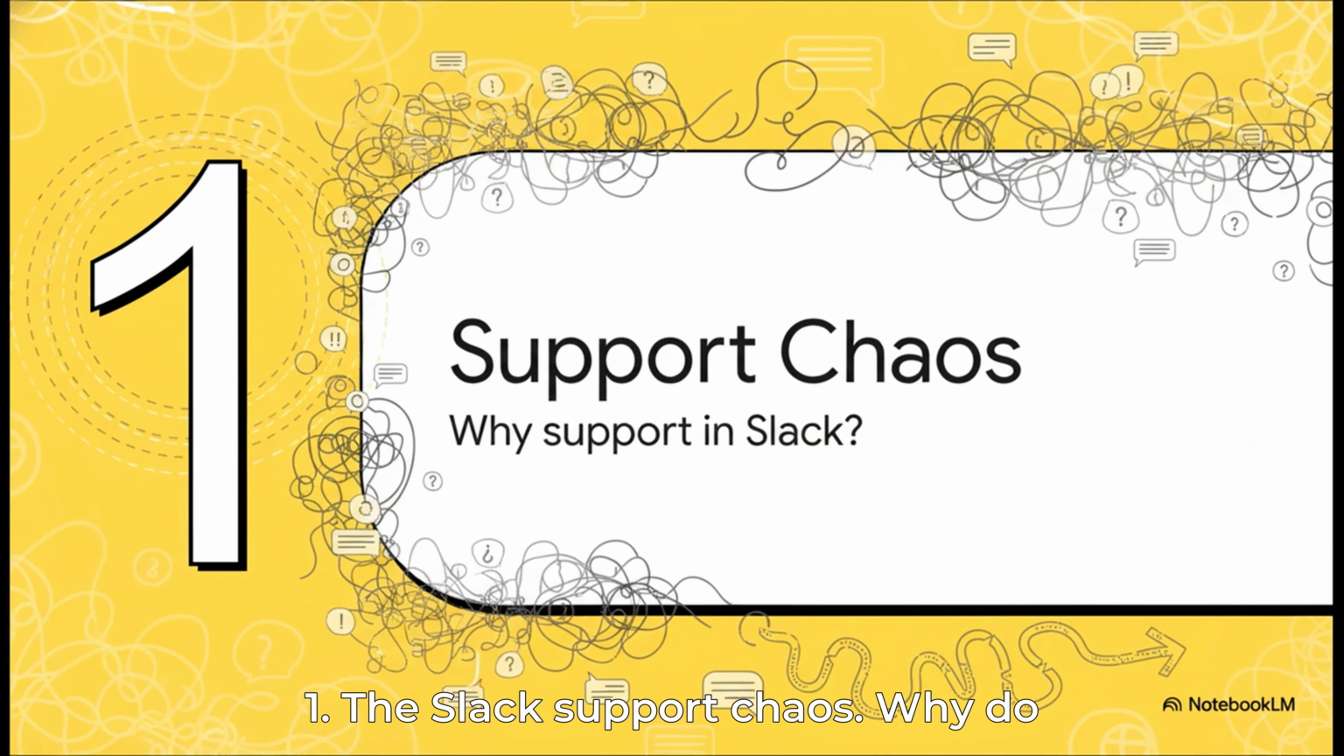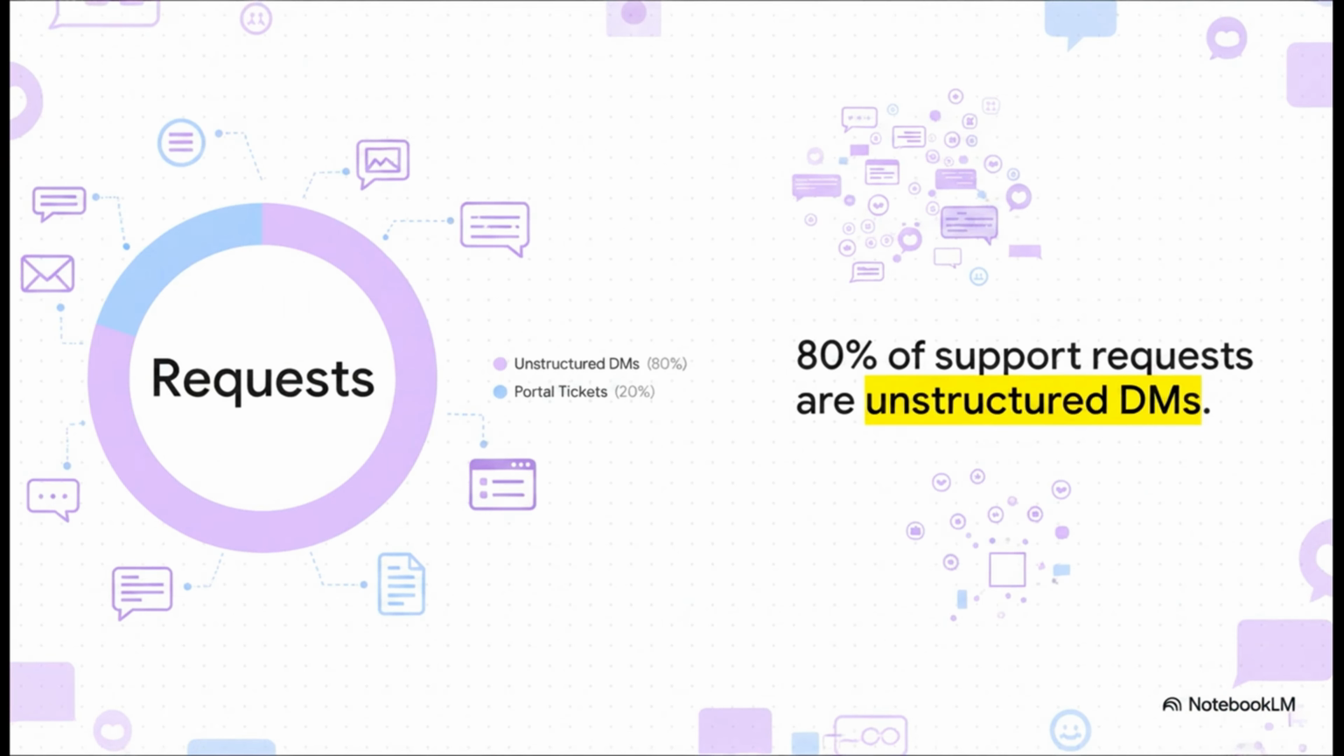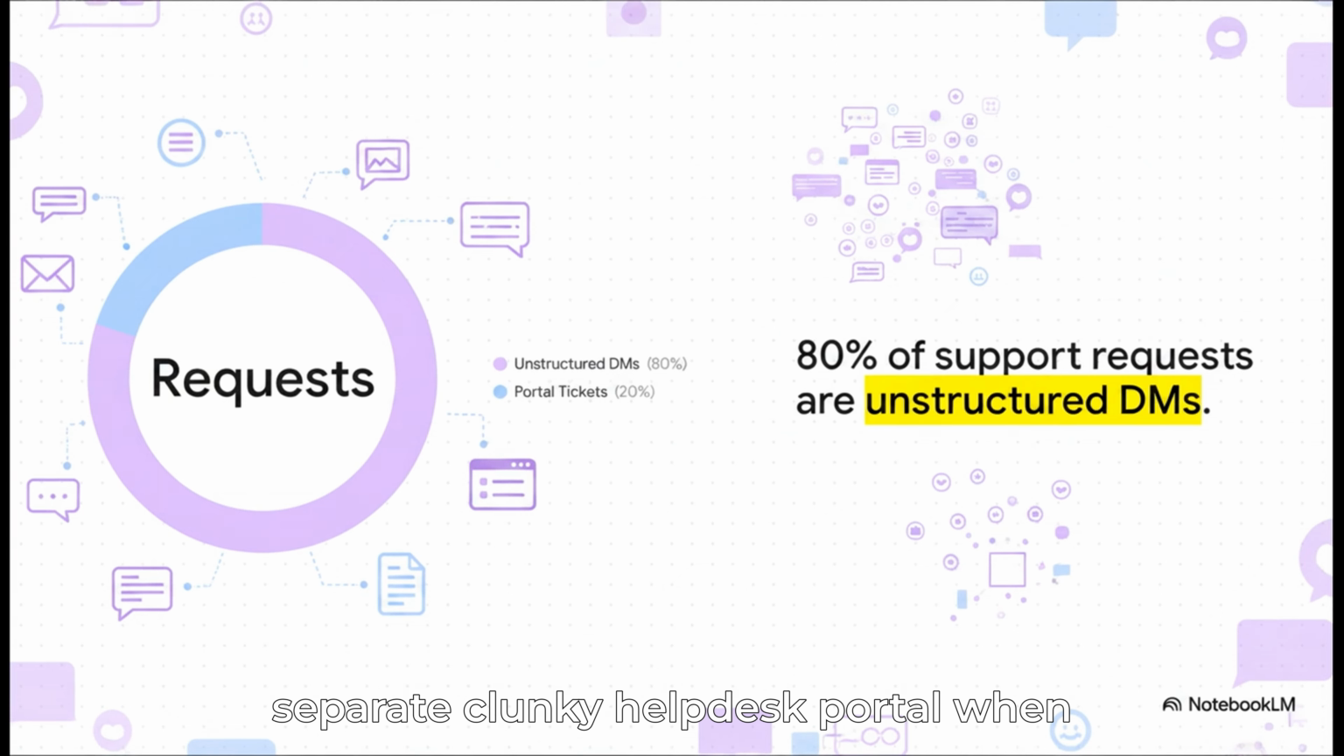Section 1. The Slack Support Chaos. Why do support in Slack anyway? Well, as our sources point out, Slack is already where the work is happening. Users do not want to open some separate, clunky help desk portal when something breaks. The reality for most teams is pretty stark. 80% of support requests are unstructured DMs and quick questions, while only 20% actually make it to your structured portal. Now, this conversational ticketing removes friction for the user, which is awesome, but the sheer volume of unstructured requests easily collapses the whole system if you don't have proper guardrails.